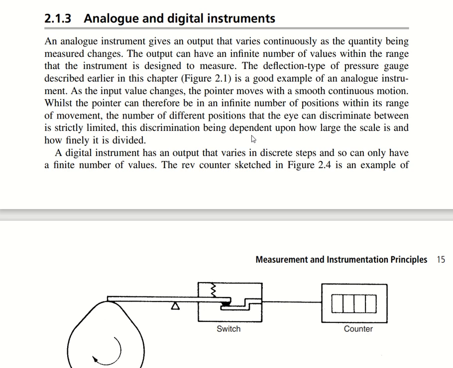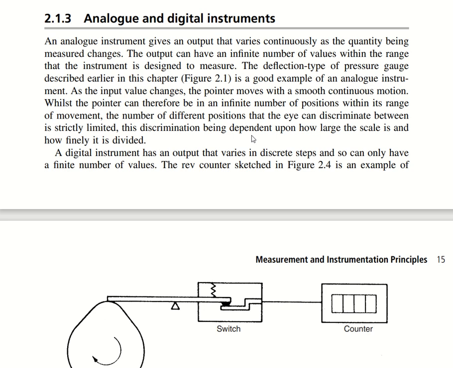As the input value changes, the pointer moves with a smooth continuous motion, and while the pointer can therefore be in an infinite number of positions within the range of movement, the number of different positions that the eye can discriminate between is strictly limited, this discrimination being dependent upon how large the scale is and how finely it is divided. Then we have the digital instrument that has an output that varies in discrete steps, and so it can only have a finite number of values.